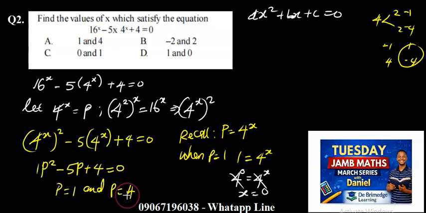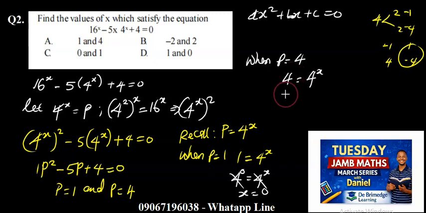The next value of p is 4. So second one, when p is equal to 4, we equate this back here, 4 is equal to 4 to the power x. Now we have to make sure that the bases are equal, and then we have to put an index. There's no index here, but remember there's an invisible index because 4 is the same thing as 4 to the power 1, and that is equal to 4 to the power x. So the base cancels out. We see that our x is equal to 1.